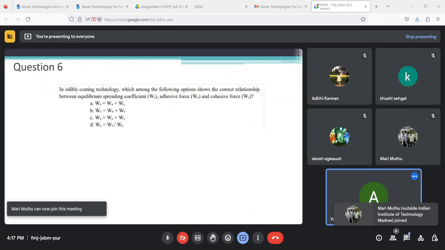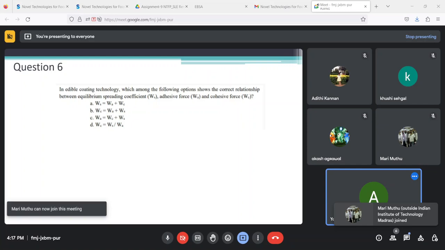No, option A is not correct. There should actually be a balance between adhesive and cohesive force. Adhesive force is what will allow it to stick onto the food material and spread. So the spreading can be given by the adhesive force, whereas cohesive force is what will cause the coating to shrink. That is, cohesive force is more between the coating molecules.